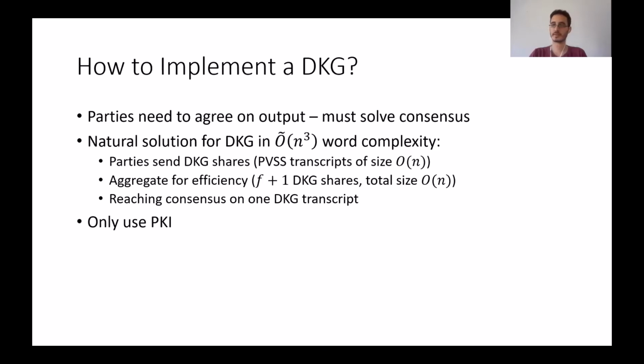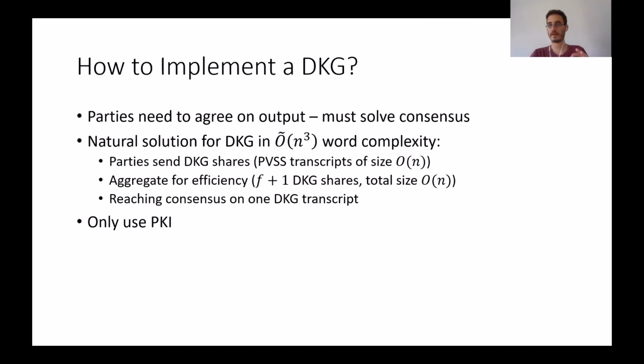So now that we have this insight, a natural solution, at least in my opinion, for achieving an efficient DKG is executing the following three steps. In the first step, parties send DKG shares to each other. And as we know, those shares are of linear size, so overall, this round of communication isn't too expensive.